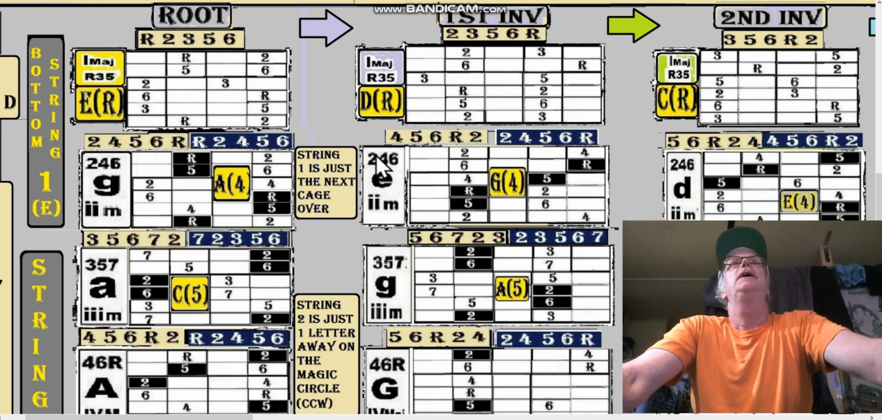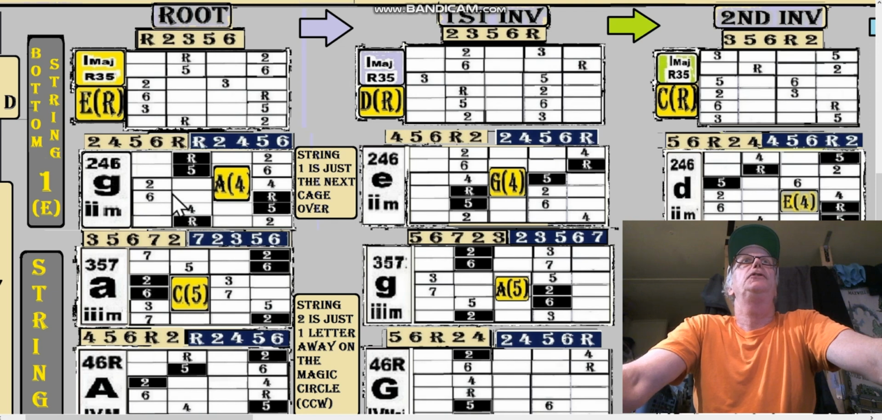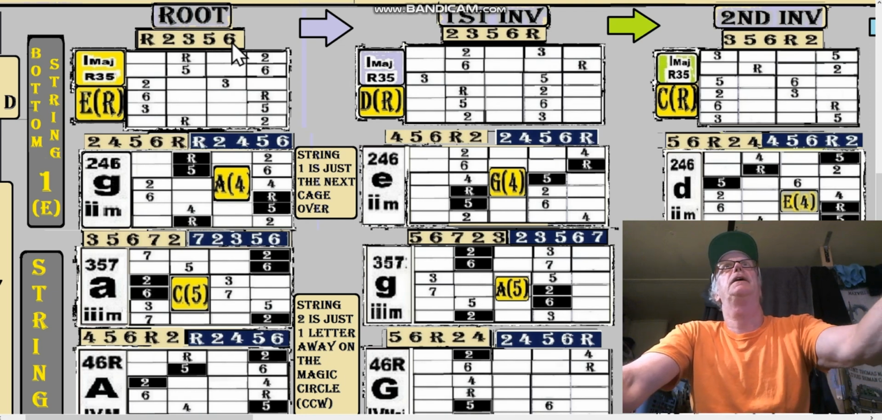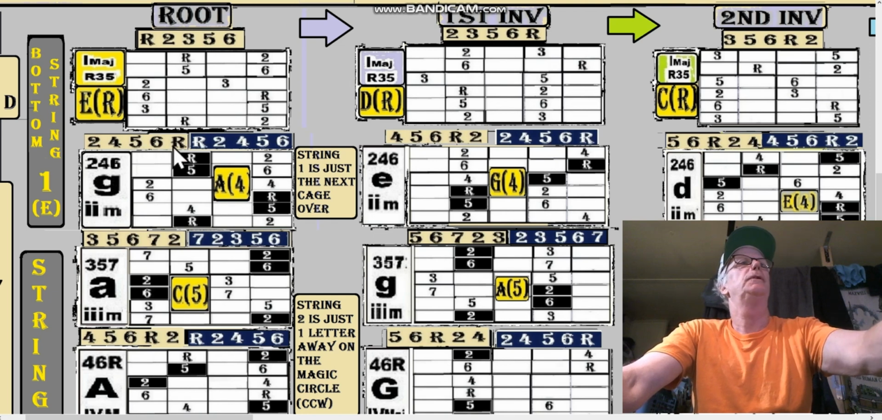Okay, so if we look at the Dorian, we've got root 2, 4, 5, 6, okay? Root 2, 4, 5, 6. But what about how we derive this? If we start up here with the root of the root, this is it. Root 2, 3, 5, 6, right? And then we're going to go to 2, 4, 5, 6 root.